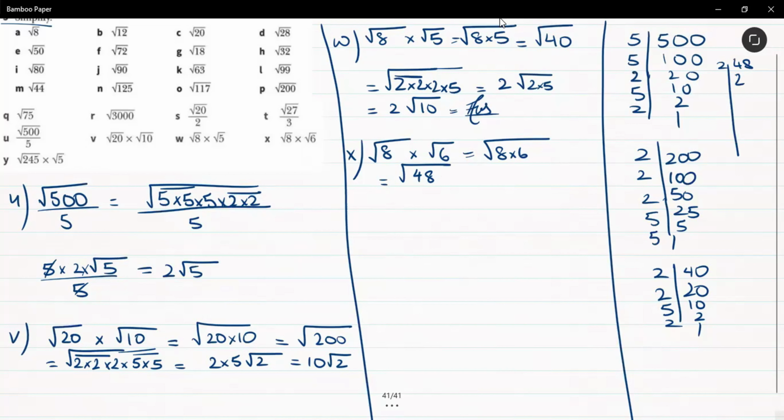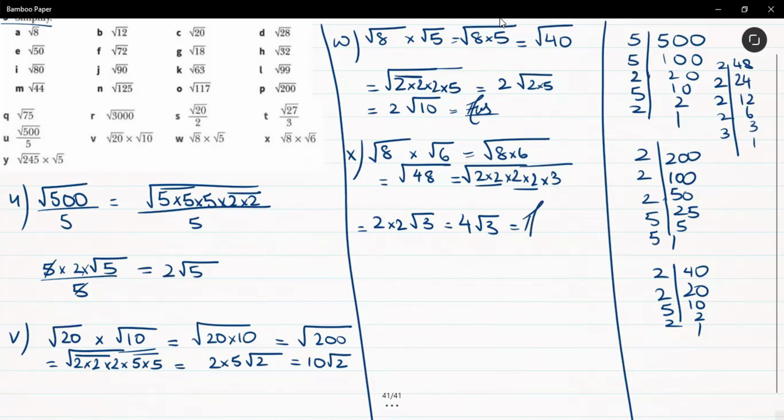Now take out the LCM of 48 and find the value. So 2 2s are 4, 2 4s are 8, 2 1s are 2, 2 2s are 4, 2 6s are 12, 2 3s are 6, 3 1s are 3. So under root 48 is also equal to 2 multiplied by 2 multiplied by 2 multiplied by 2 multiplied by 3. Now we have got 2 pairs of 2. That would give us 2 multiplied by 2 under root 3, which is further equal to 4 under root 3. And that is our answer for part X.